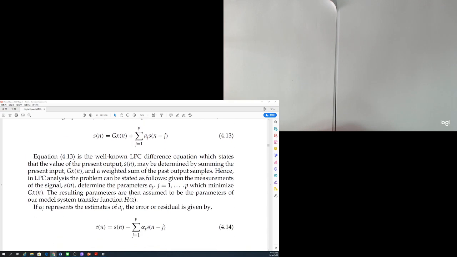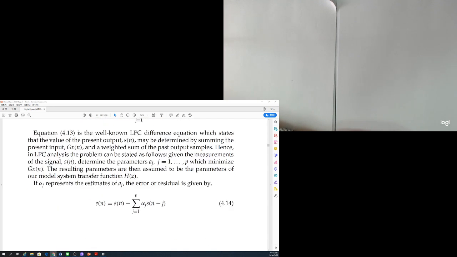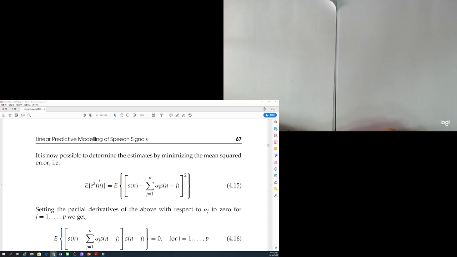Later on, we try to find the coefficients here. We assume this signal is very small, so we try to minimize it and approximate with this one. We calculate the error function. The current speech signal depends on your previous signals through a linear combination. So this is our error function here, and we try to minimize the error function.